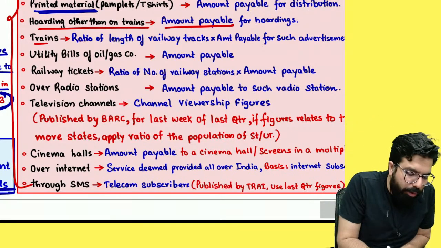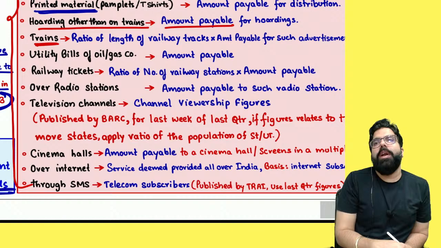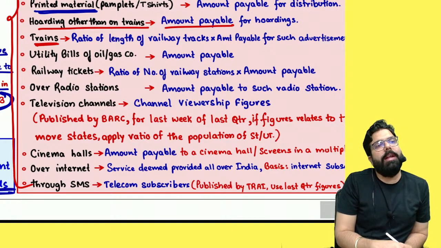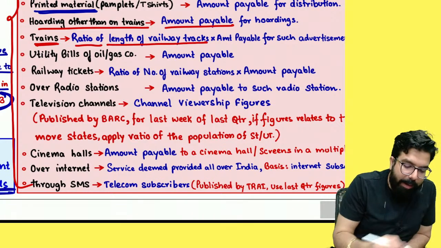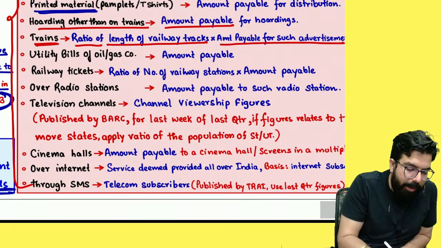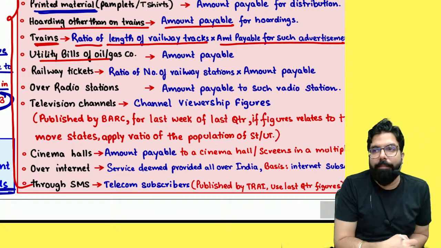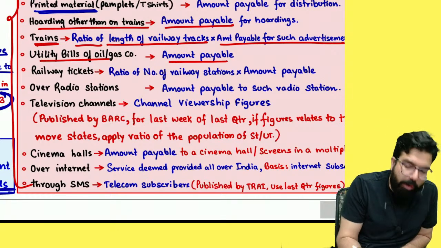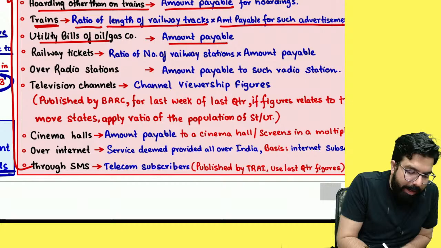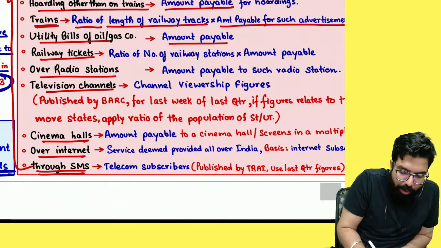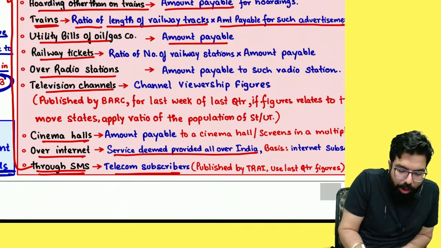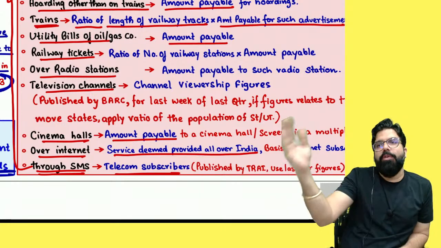If they have told you to do advertisement in train, for example, the government told me to do advertisement in train, then remember the ratio of the length of the railway track multiplied by the amount payable. Sir, if they told in utility bill or gas bill, then whatever is the amount payable. Railway ticket, radio station, television channel, cinema hall, over the internet and through SMS, for all of them I have gone ahead and told you how you have to divide.